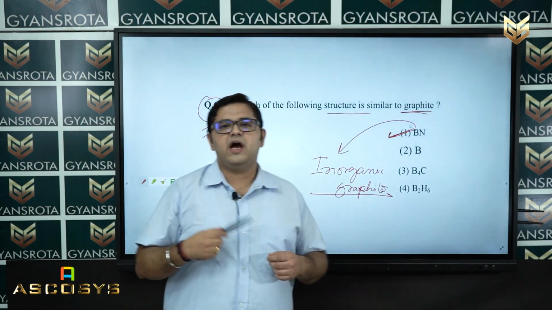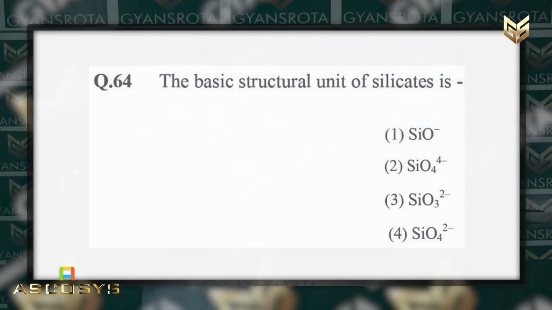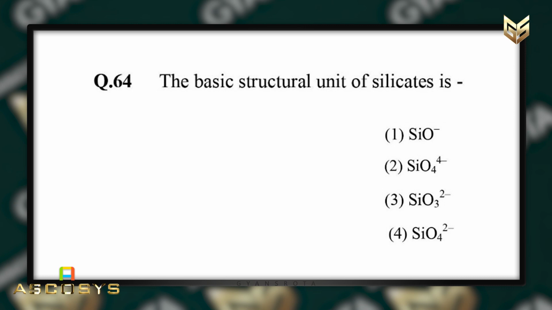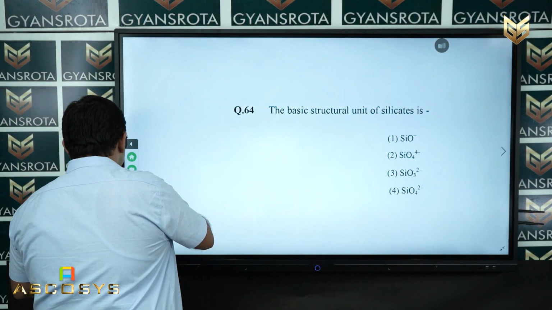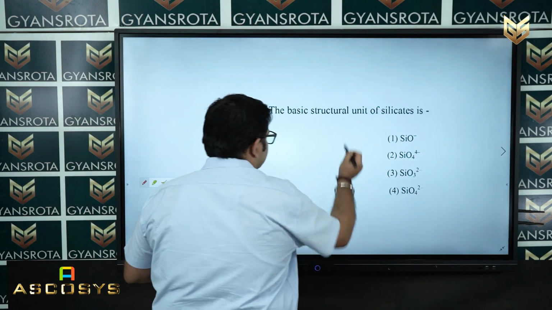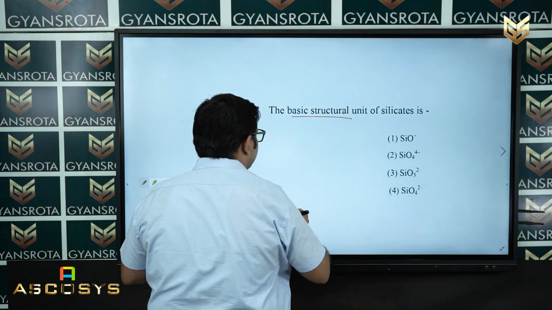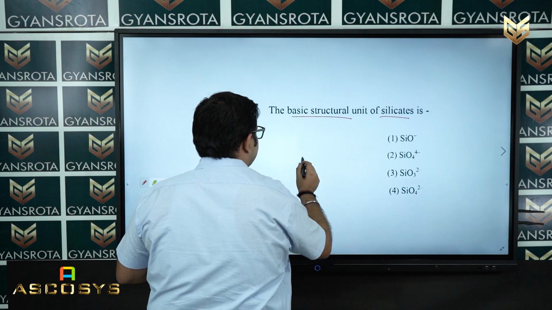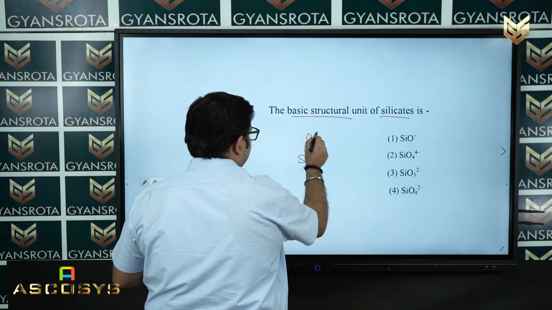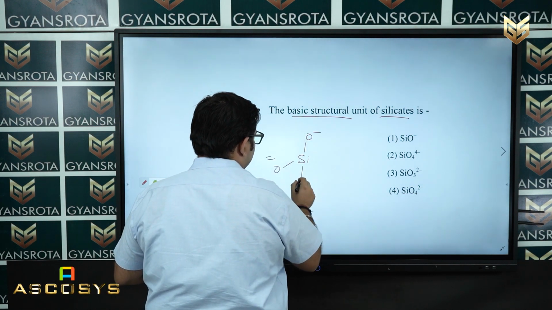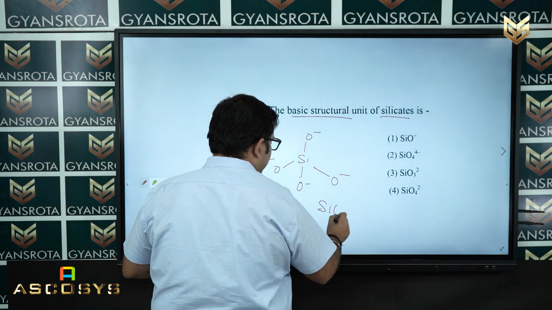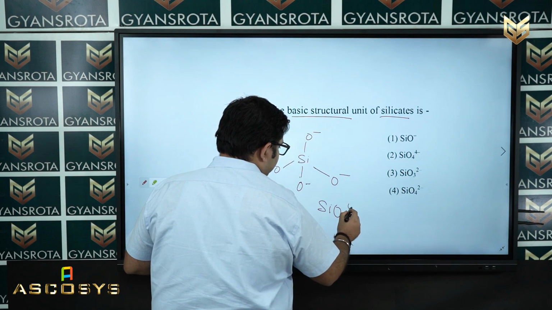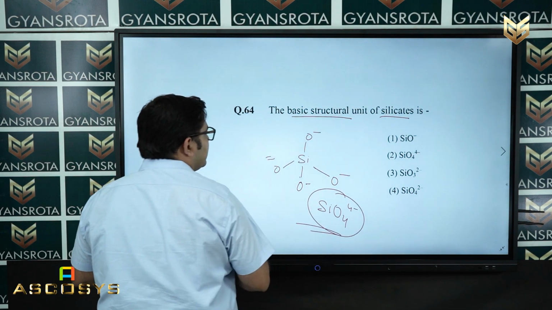So, now we are moving to another question, that is question number 64. Question number 64 is on your screen. The basic structural unit of silicate is. Now we are moving to the solution part. It is a very easy question. They ask about the basic structural unit of silicates. The silicate structure looks like this: Si with O minus, O minus, O minus, O minus. So, if I write this, SiO4 4 minus. This is the structural unit of silicate.